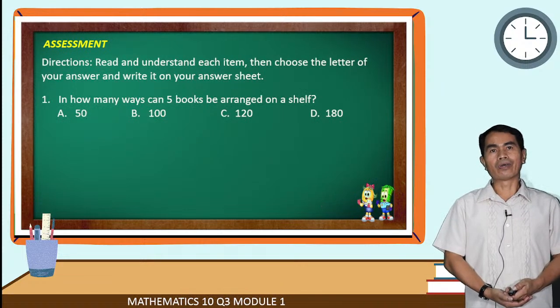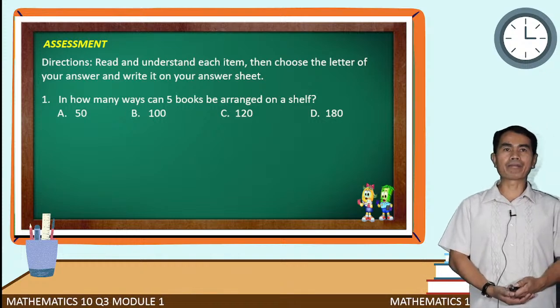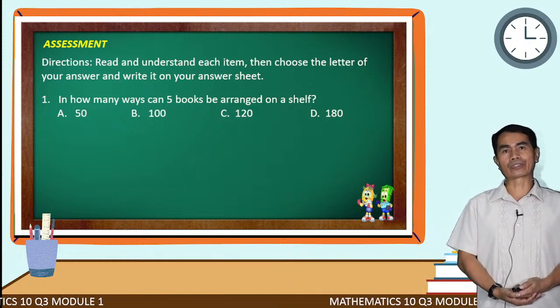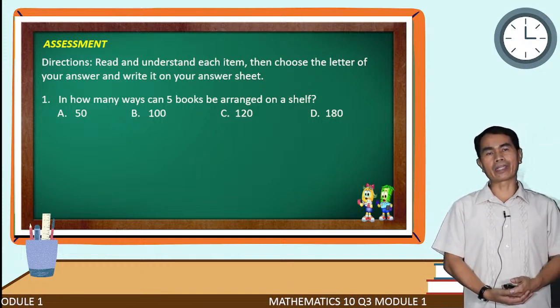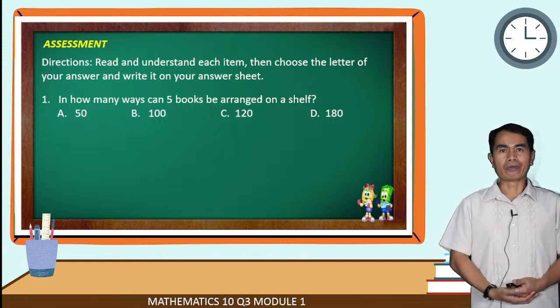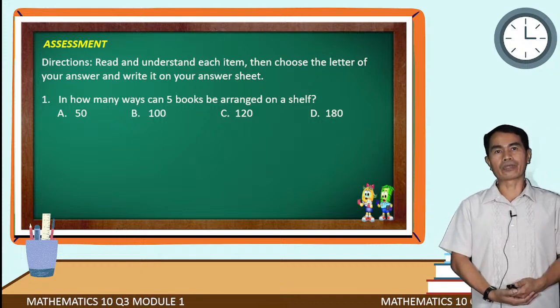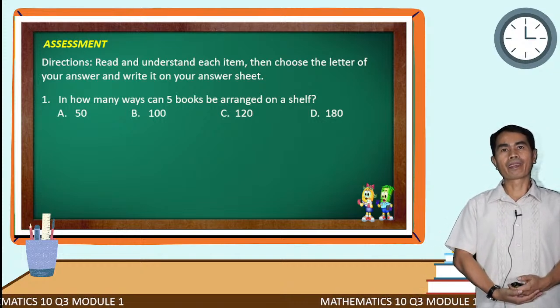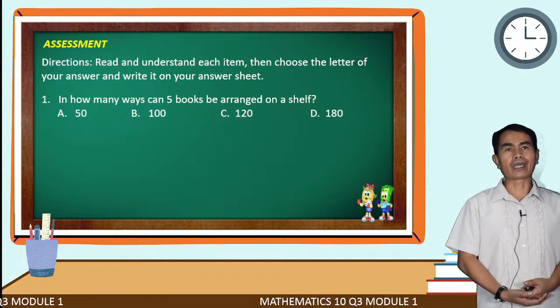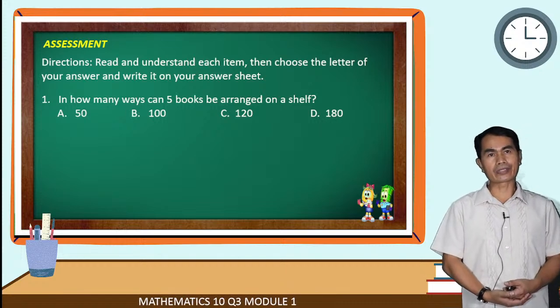Okay, so to assess your learning, I want you to answer these 5 questions. So prepare your pen and your paper, and you give your answers in the chat box. You give the letter only. Read and understand each item, then choose the letter of your answer and write it on your answer sheet.